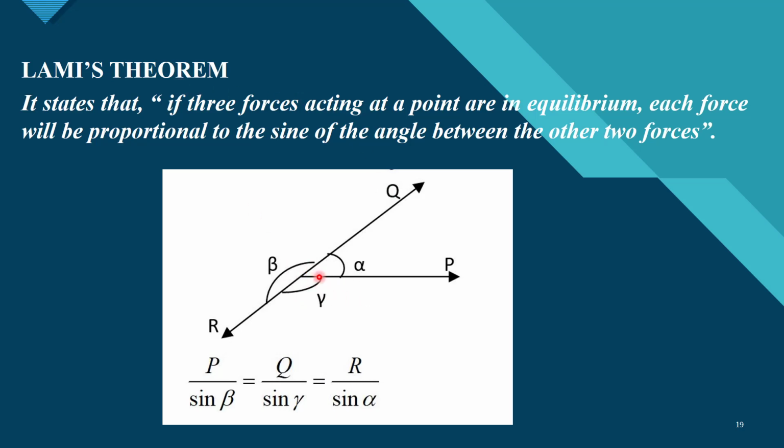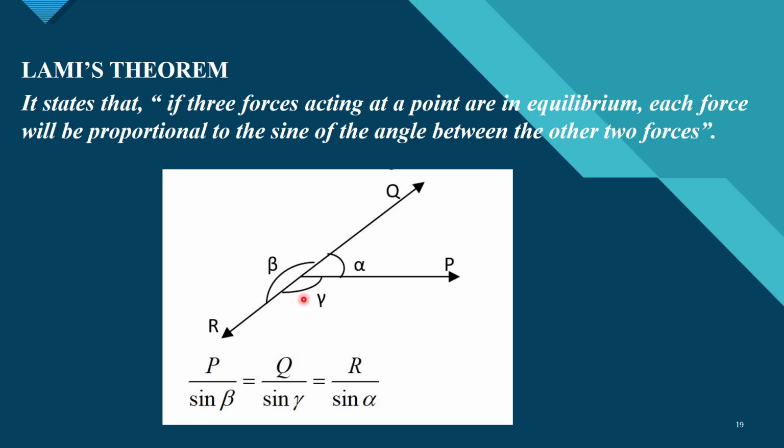Either all the forces must act away from the point or it must act towards the point. If all these conditions are satisfied, then we can apply the Lami's theorem. So what are the conditions? The first condition is there should not be more than 3 forces. There must be minimum 3 forces acting on a particle. All the forces must be acting away from the particle or towards the particle, and the system must be in equilibrium. If these 3 conditions are satisfied, you can apply the Lami's theorem.